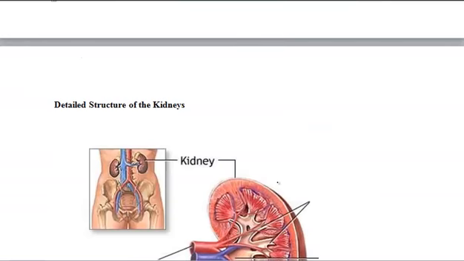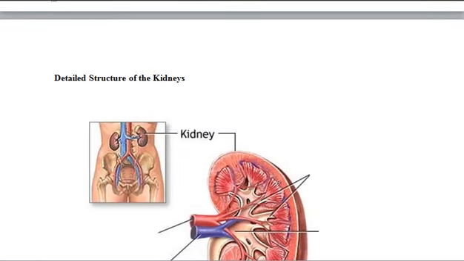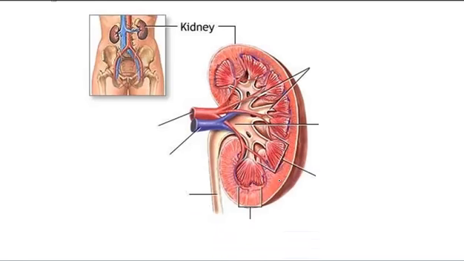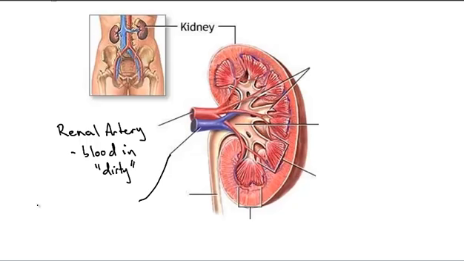Okay. So to begin with the detailed structure of the kidneys, leading into the kidneys, carrying blood in that's going to be filtered, we have the renal artery. So this is blood in, or the so-called dirty blood. It will then be processed through the kidneys to eventually come out of the renal vein. And this will be blood out of the kidneys that has been filtered. So this is the so-called clean blood.